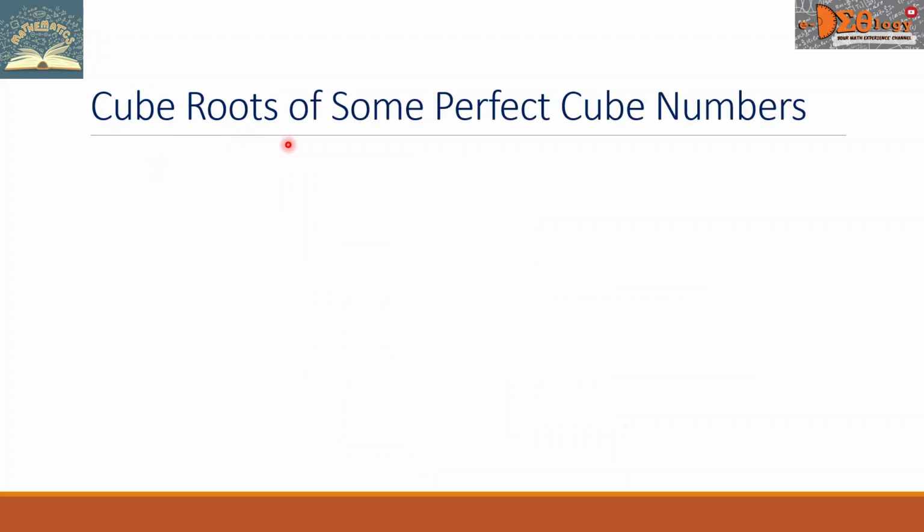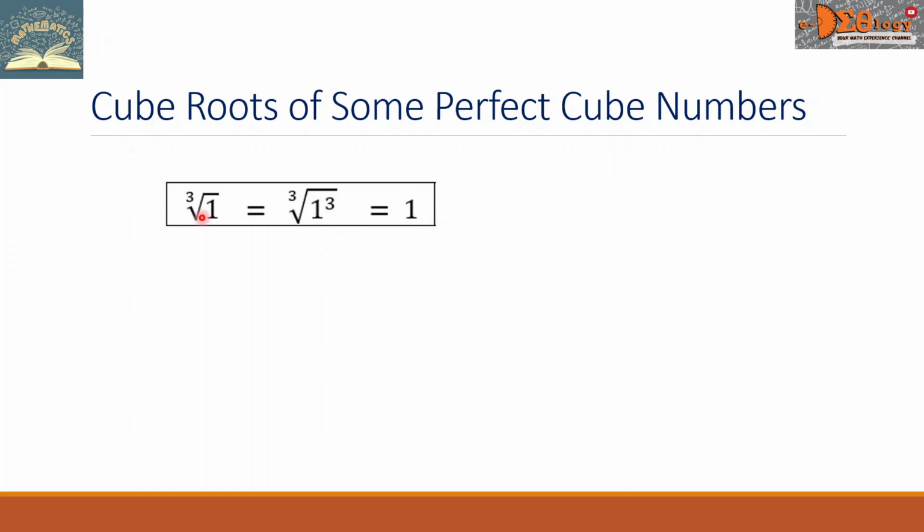Let us see some cube roots of some perfect cube numbers. Let's begin with the cube root of 1. This number 1 inside, we can show that this is 1 cubed. And finally, the base, the number 1, is the answer here. So the cube root of 1 is 1. What about the cube root of 8? Note that the number 8 we can represent as 2 cubed. And in here, the number 2, the base of the cube, is the answer. So the cube root of 8 is 2.